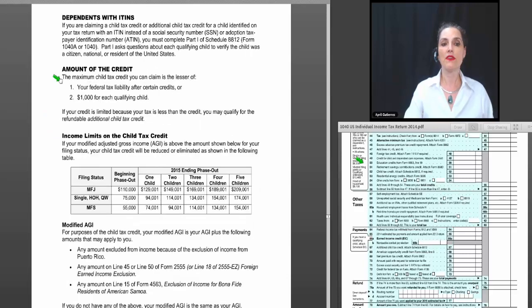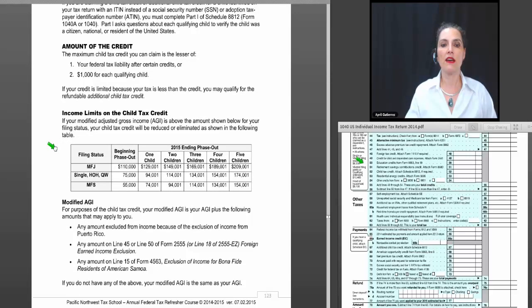What is the amount of the credit? Well, the maximum child tax credit that you can claim is the lesser of your federal tax liability after certain credits, or $1,000 for each qualifying child. If your credit is limited because your tax is less than your credit, you may qualify for the refundable additional child tax credit. Income limits on the child tax credit.